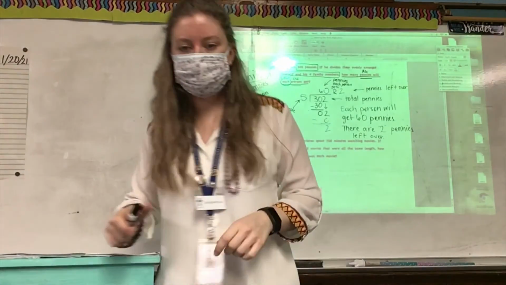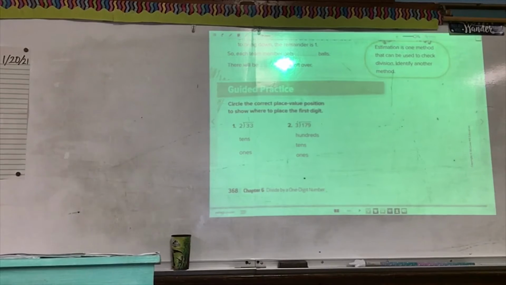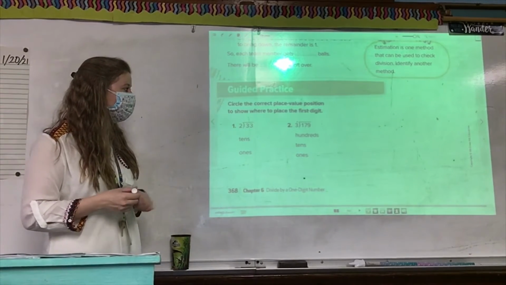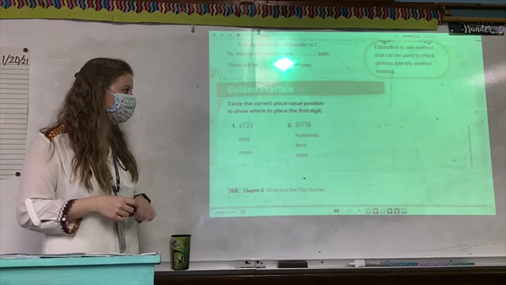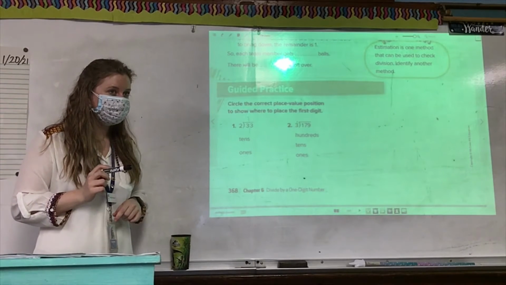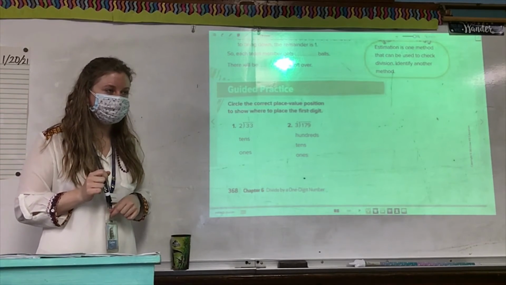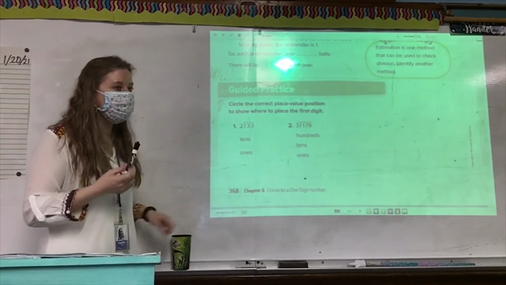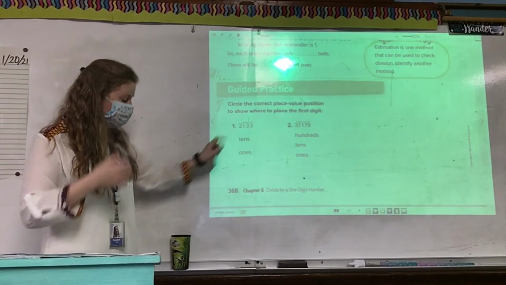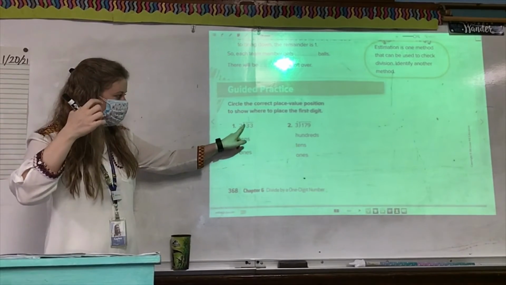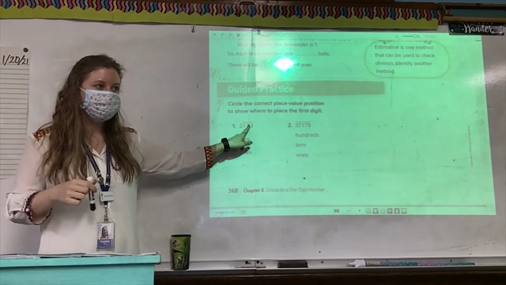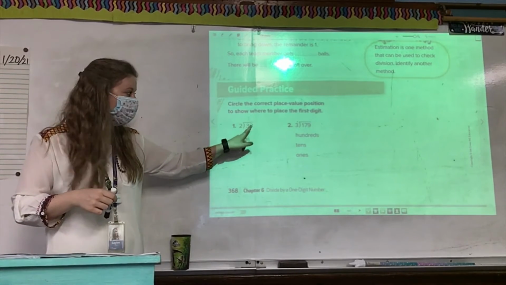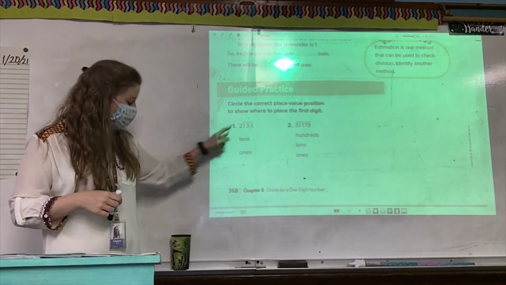Now let's go to the book. The directions for the guided practice say circle the correct place value position to show where to place the first digit. But we're also going to solve because we need the practice on that too. Okay, so number 1. We have 33 divided by 2. Would I ever read this 2 divided by 33? No, remember the number inside the bracket is the dividend, so you say it first. 33 divided by 2.